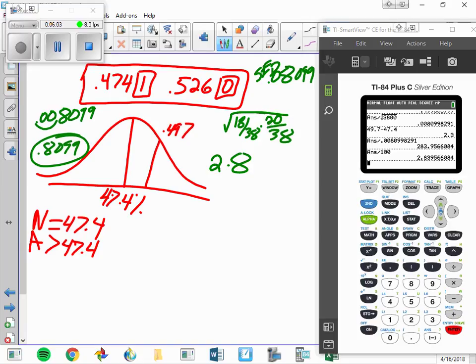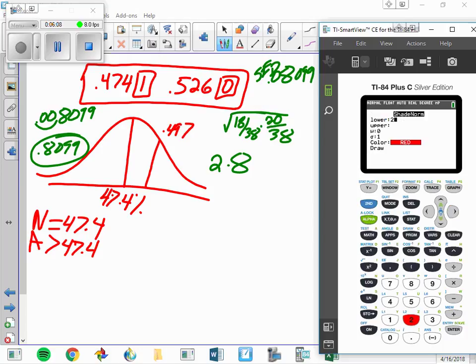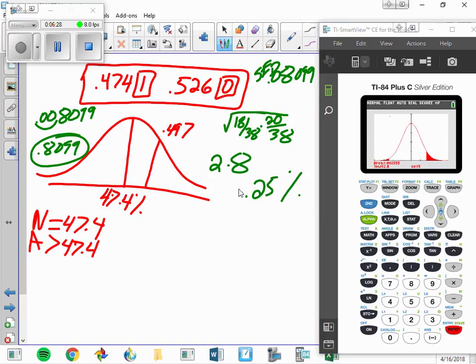So when I shade norm, I'm going to go from 2.8 to 5. And it gives me an area of 0.25%, which is less than 1%. So this is highly significant, and we reject the null, and we say the roulette wheel is biased.